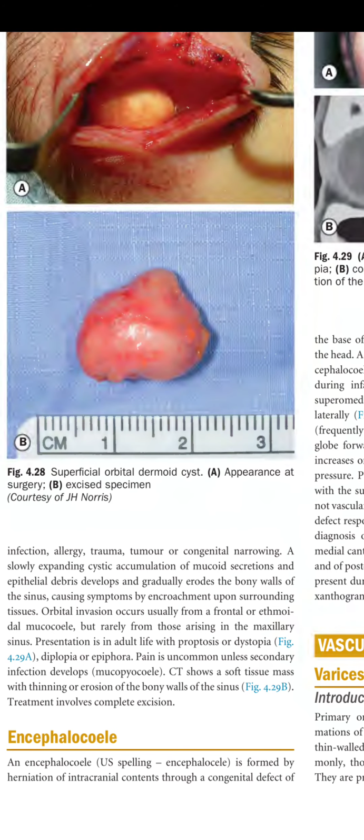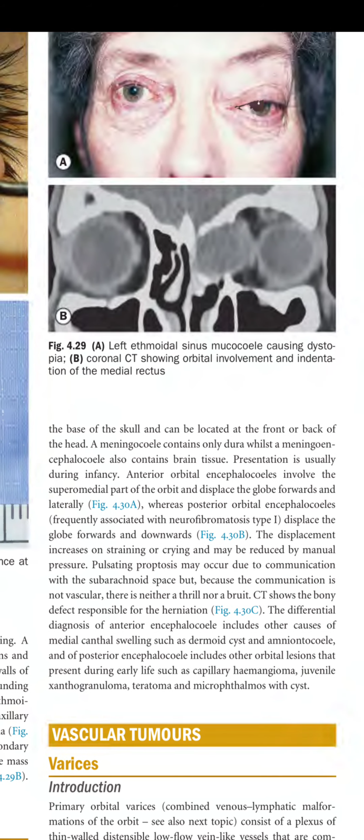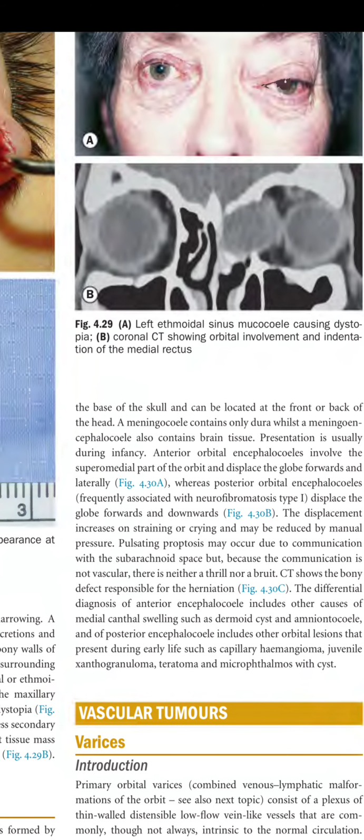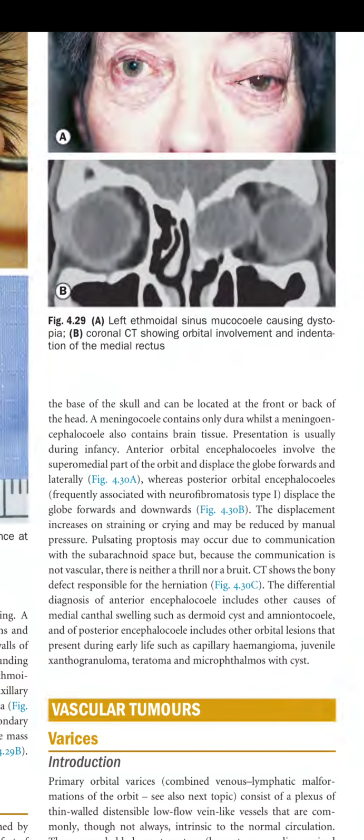Encephalocele. An encephalocele is formed by the herniation of intracranial contents through a congenital defect of the base of the skull and can be located at the front or back of the head. A meningocele contains only dura, while the meningoencephalocele also contains brain tissue. Presentation is usually during infancy.